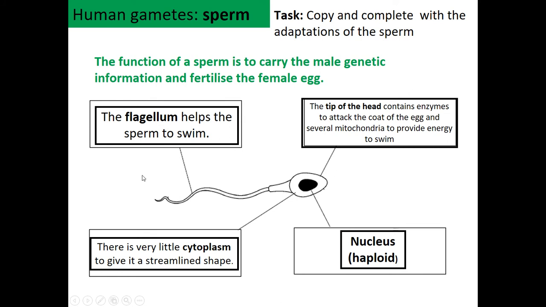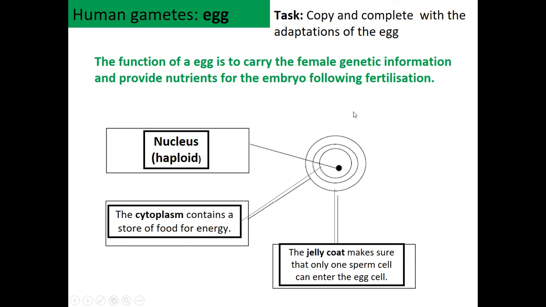So sperm are adapted to their function. They've got a flagellum to swim, they've got enzymes in the tip of the head so they can get through the coat on the egg, and lots of mitochondria which will release the energy to swim by respiration. Little cytoplasm, so it's streamlined, and its nucleus is haploid, so it only has one set of chromosomes. An egg cell has got a nucleus which is also haploid, so it's only got one set, so when it gets fertilized you've got the two sets you need, so it's diploid. The cytoplasm contains the energy for food, and the jelly makes sure that only one sperm cell can enter the egg.